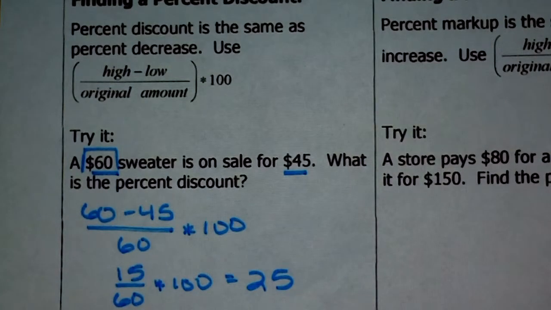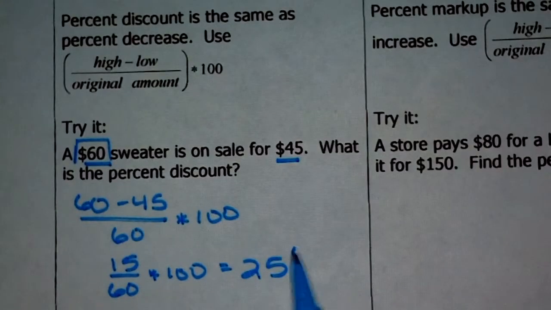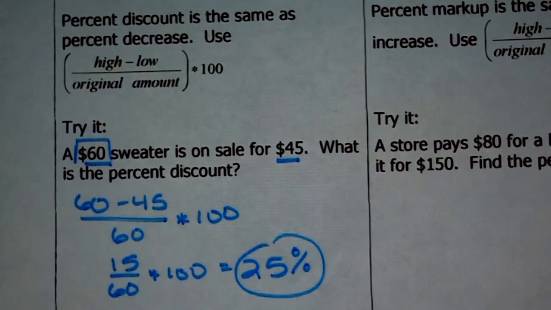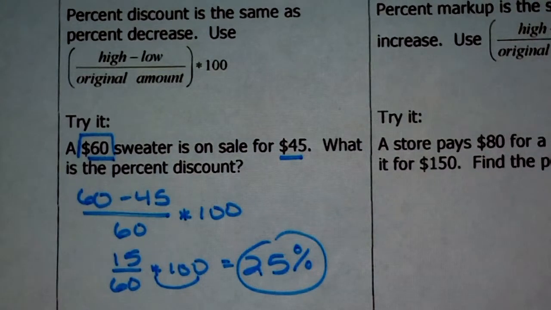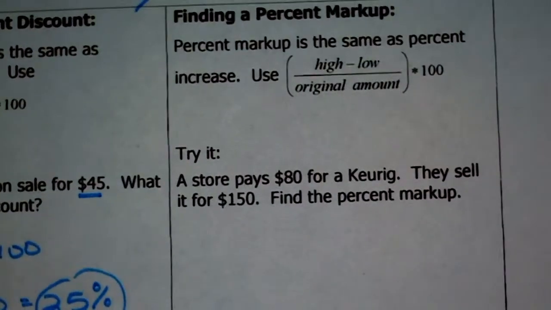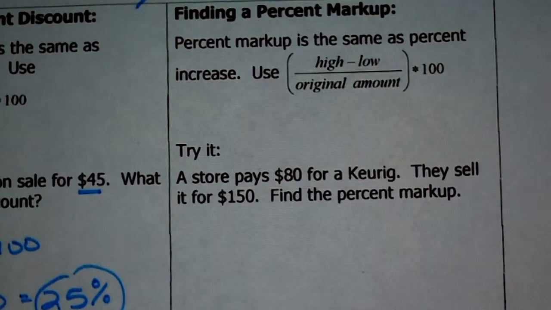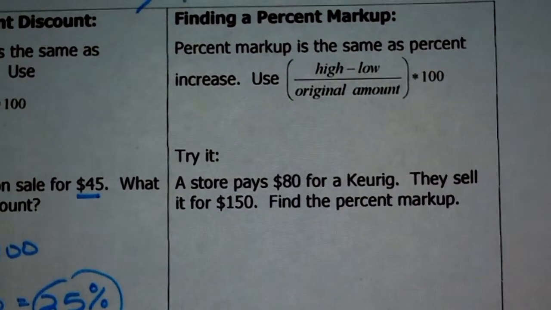And we're trying to find a percent discount, right? That means I'm going to write a percent sign after this because this is the percent discount. That means the sweater is 25% off. I'm allowed to put this percent sign here because I multiplied that result by 100. That's how you make things percentages. All right, last one. Trying to figure out what the percent markup is. Same as percent increase. So, same scenario here.